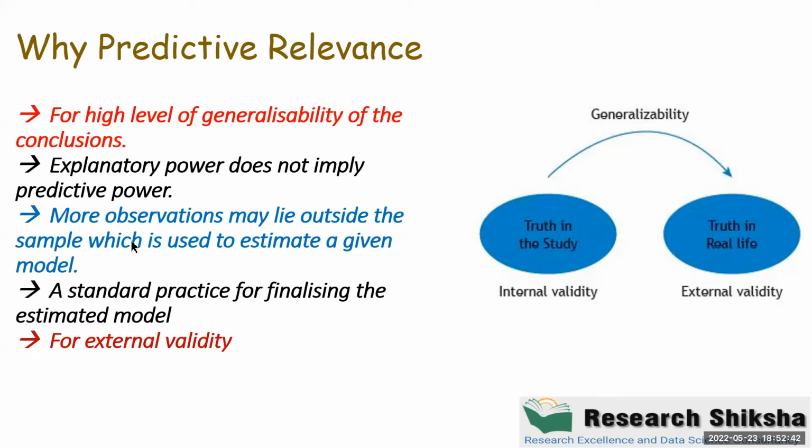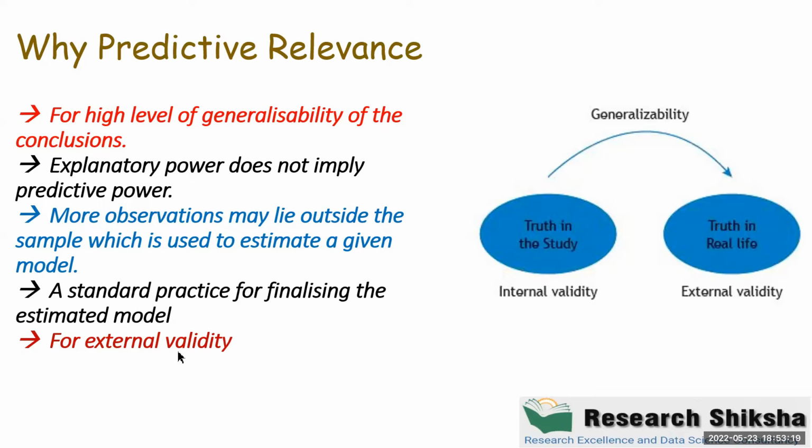Sometimes what happens is, if you run the model in sample, the explanatory power is good. When you apply the same model on any other sample, your R square drops. The reason is that your sample is very small compared to the population. Most of the observations lie outside. Your sample is hardly 1% of the population data set, and 99% of the observations are outside. So you have to prove that your model has good predictive relevance.